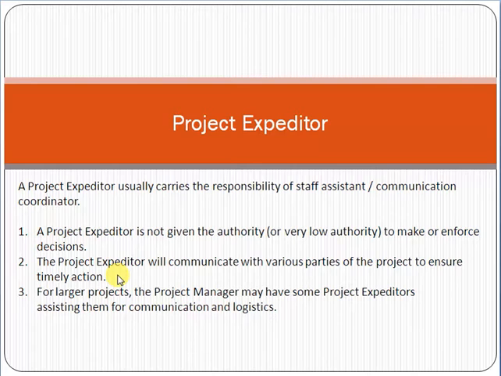Secondly, friend, if you are a professional project manager working in any organization as a project manager or project expediter, your knowledge should be clear on how to deal with the project expediter, what the role of a project expediter is, and how he should behave while executing the project.